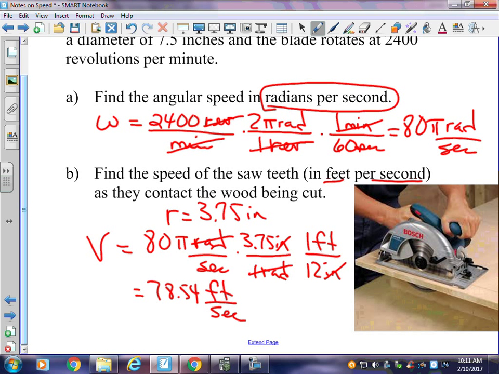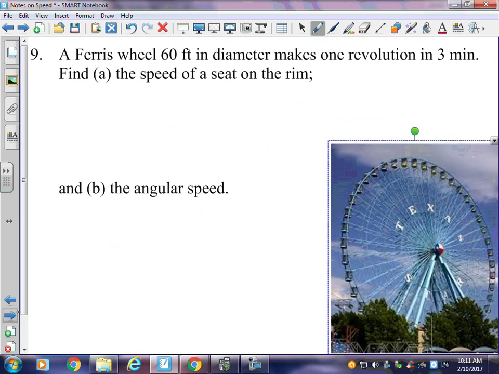At that point, the saw was rolling. Oh, yeah. It goes 78 feet in a second. Oh my God. Which is why you don't want to put your arm in front of it. Or any fingers.